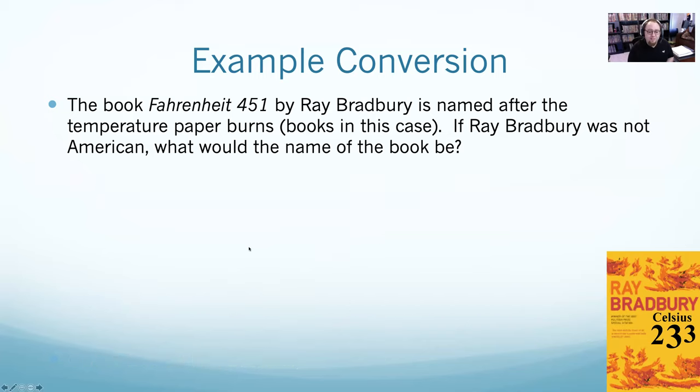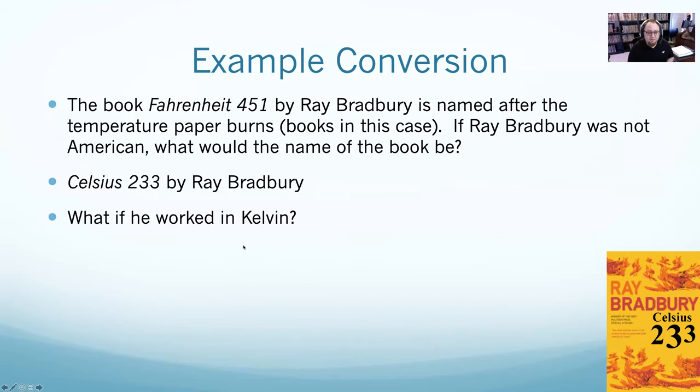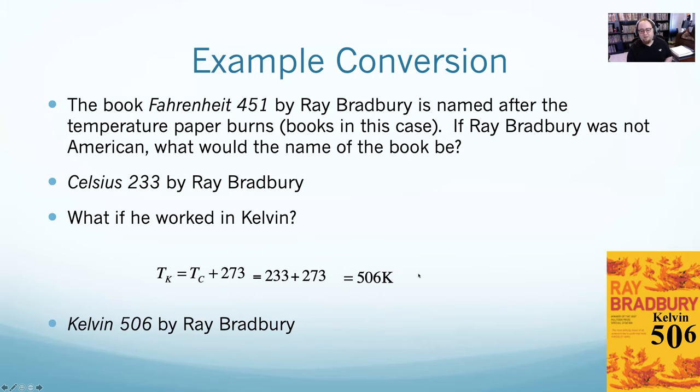Now, if I wanted that number in Kelvin, how do I find Kelvin? You say Celsius plus 273, or 273.15 if you want to be more exact. So I have 233 Celsius. If I want that in Kelvin, it'll be 233 plus 273, or 506. Those are not lined up well. And so the book would be Kelvin 506, or 506 Kelvin.